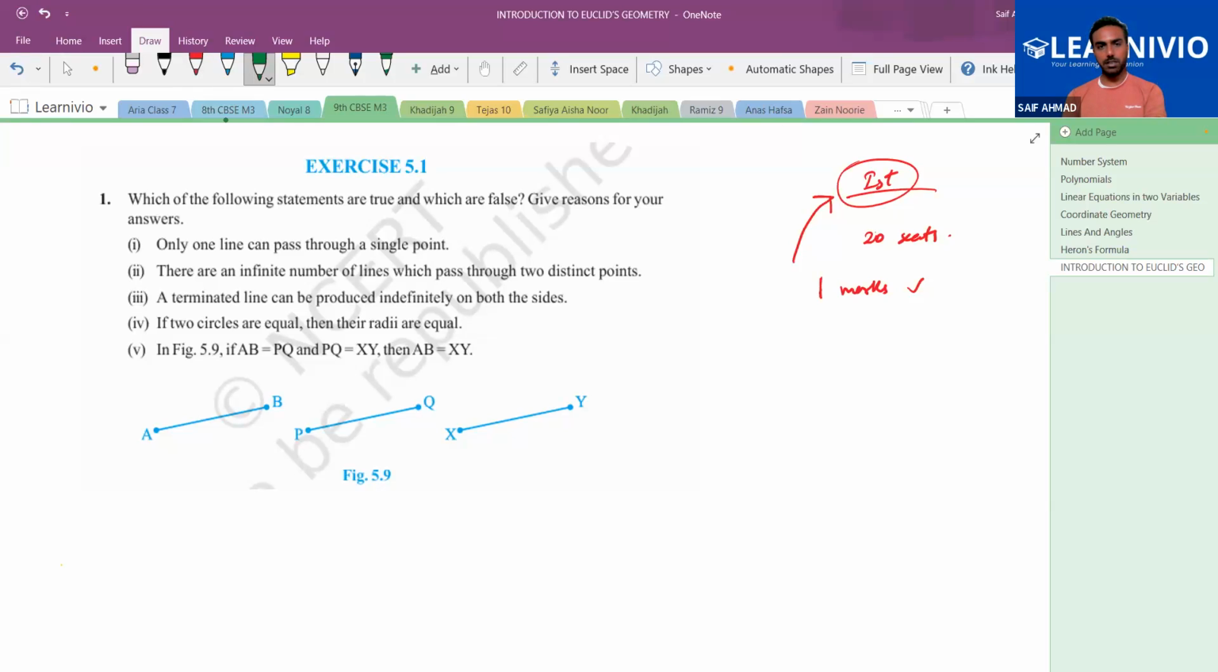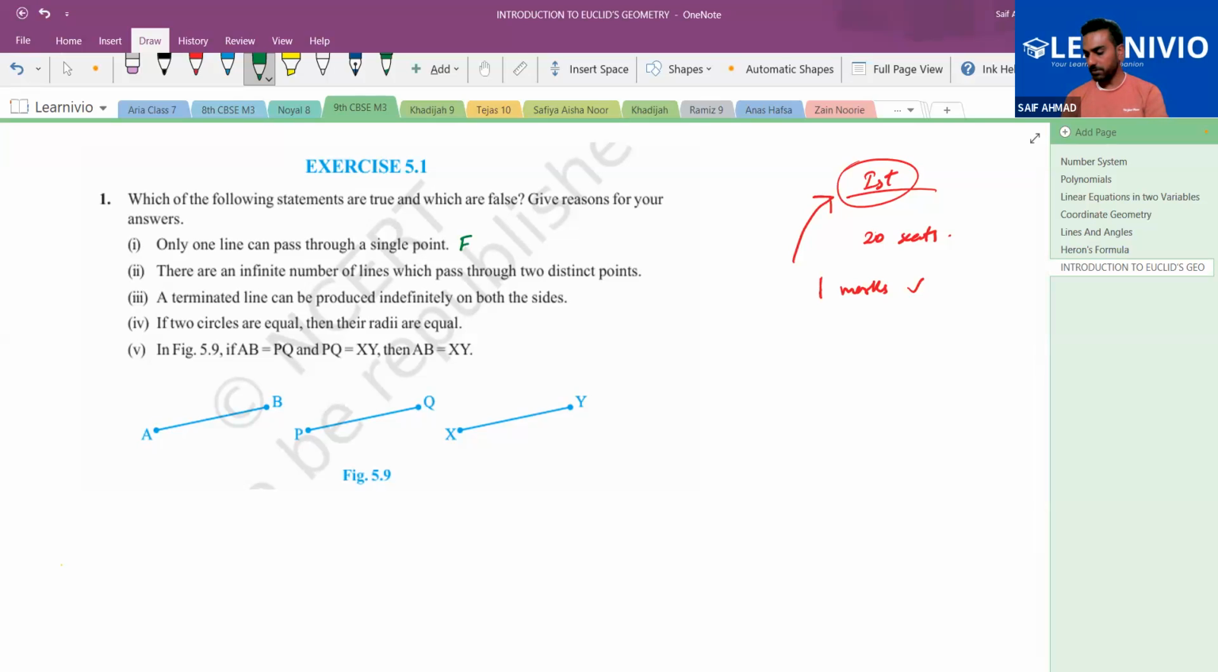Which of the following statements are true and which are false? Give reason for your answer. Question number one: only one line can pass through a single point. Tell me, Isfan. False. This can be seen visually. Only one line can pass through a single point is false; infinite lines can pass through a single point. Understood, all of you?